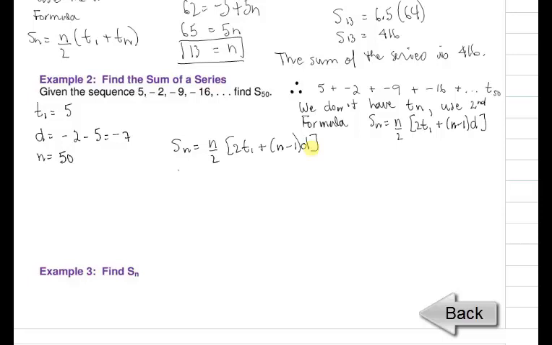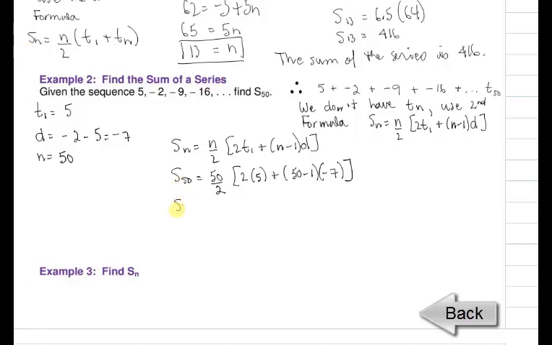Now our formula. We want to find S50, so we write S50. We know that n is 50, so 50 over 2. And we're going to write a square bracket and 2 times our first term, which is 5, plus n minus 1, so 50 minus 1, times our common difference, which is negative 7. Now we're going to use order of operations to simplify the right-hand side of the equation.